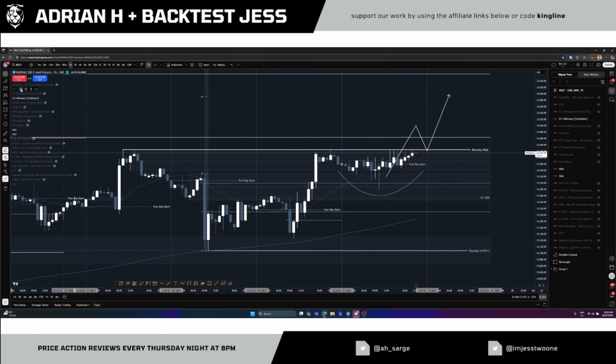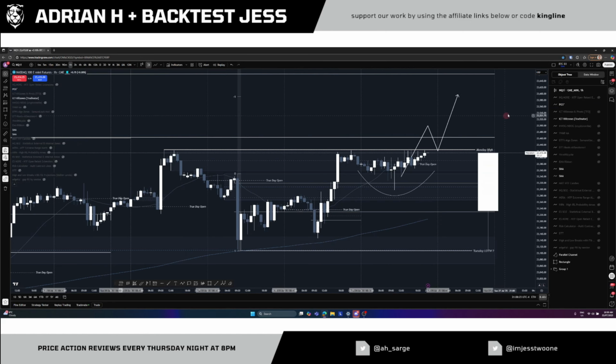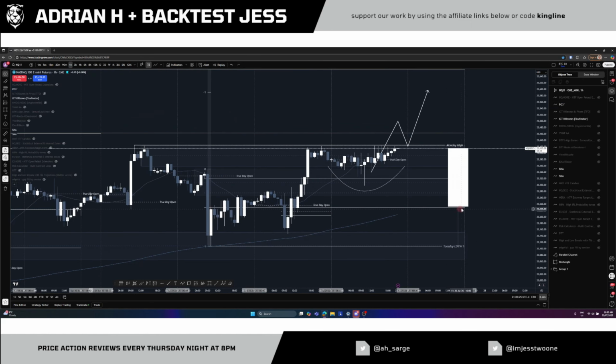Just put our PO3 on too, and we'll set this to the weekly. This is our current weekly candle now. And then our low was down here for our manipulation. So just like these lows on the daily, this is creating the daily wick. Creating the daily wick. This is creating the weekly wick.